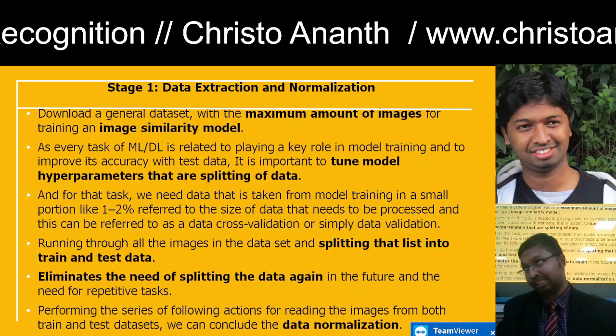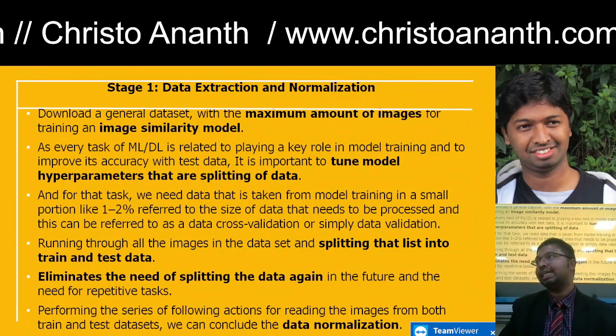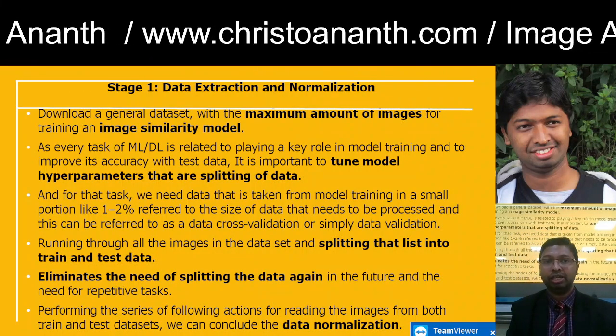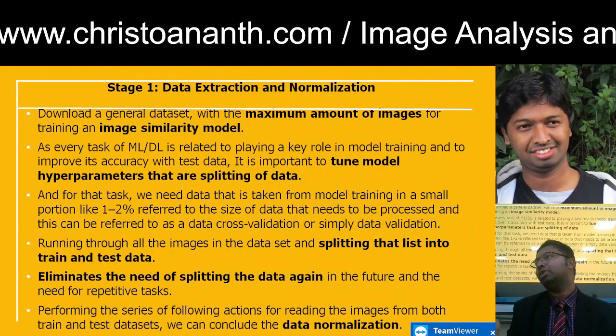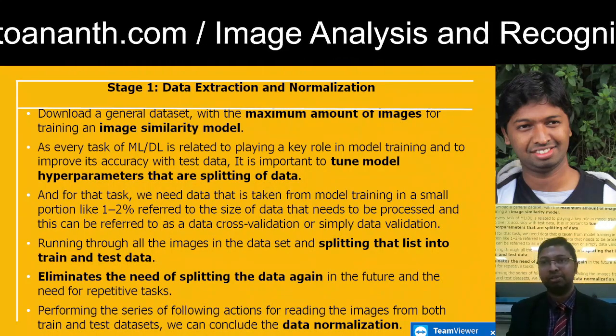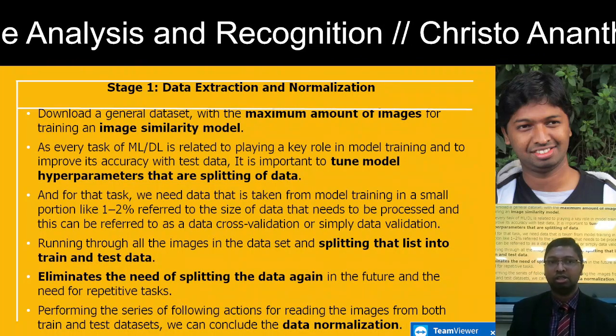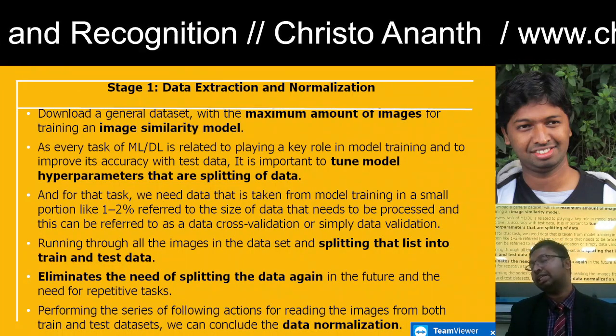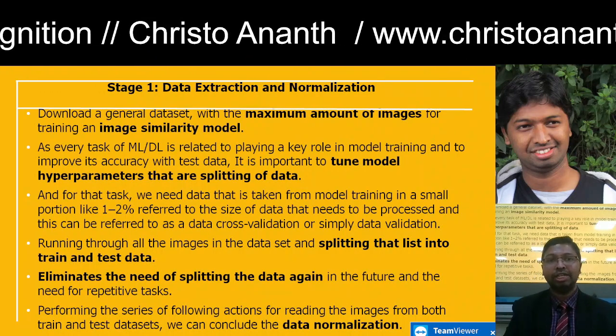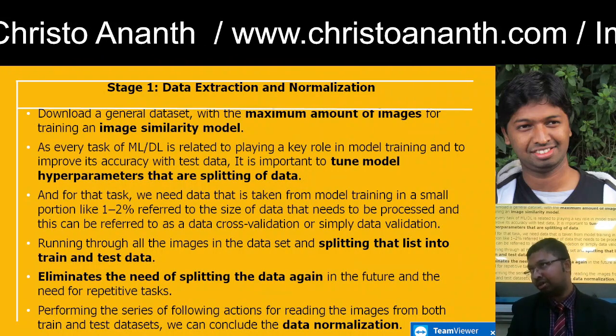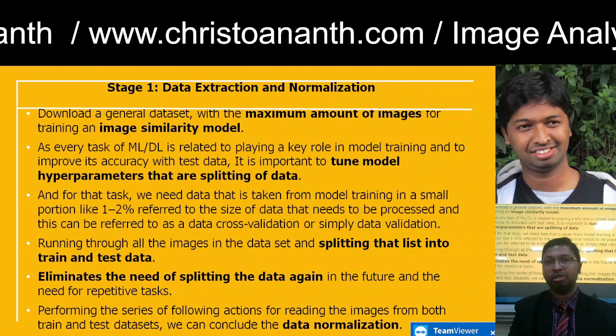So what is the first stage? Data extraction and then normalization. Here you are going to download the data set with the maximum amount, like millions of images, to train the image similarity model. With machine learning or deep learning, you use it to train the model, and you can improve the accuracy of the model with the test data.